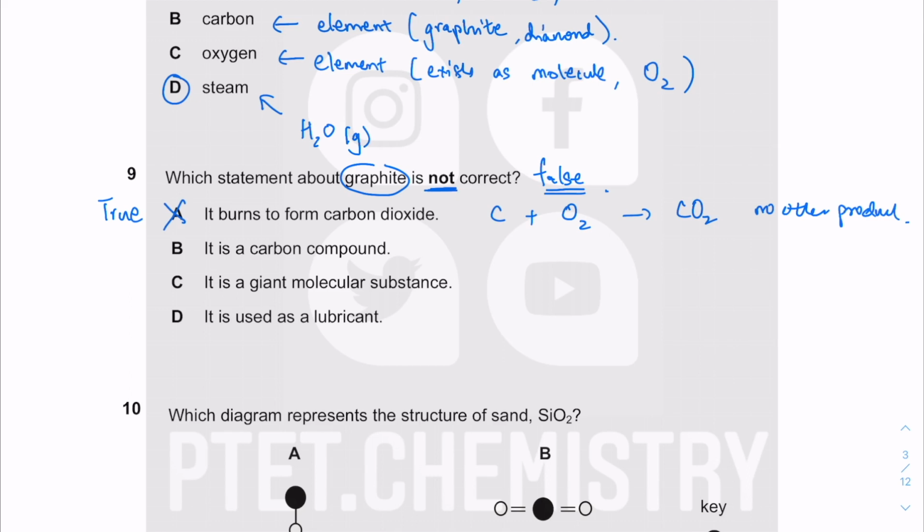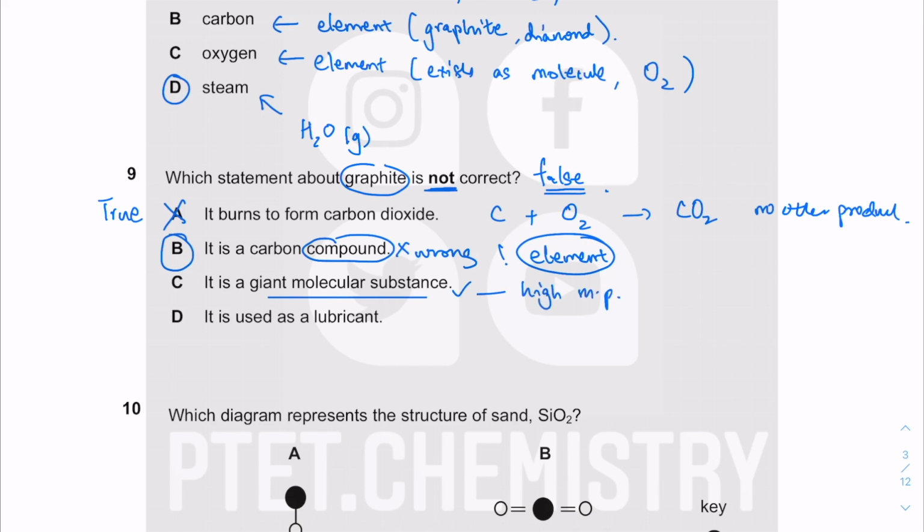It is a carbon compound. Compound is wrong. It's an element because there's only one type of atoms in the whole structure of graphite. So B must be false. B is the correct answer for what they're asking, which is not correct. Giant molecular structure is correct. You have to break a lot of strong covalent bonds between the carbon-carbon atoms because of the giant molecular structure.